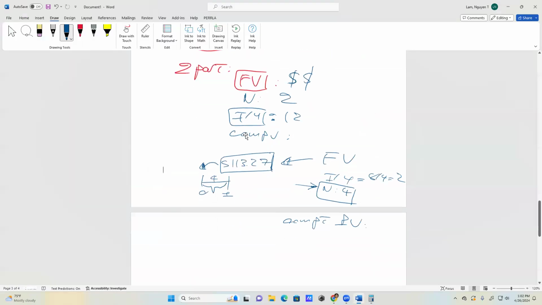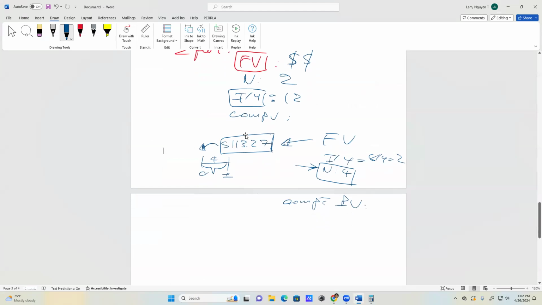All right, let me come back to the confusion that I made for you guys. If you want to find a payment that is paid today, then this is what you're going to put in as a future value. I/Y is going to be 2, but the number of periods is actually just 1, right? Why is it 1 and not 4 like I mentioned before?